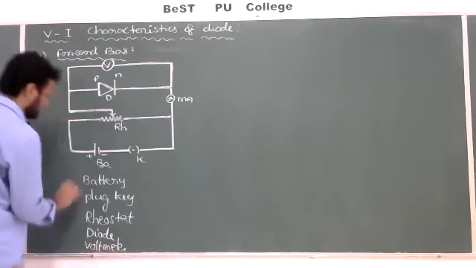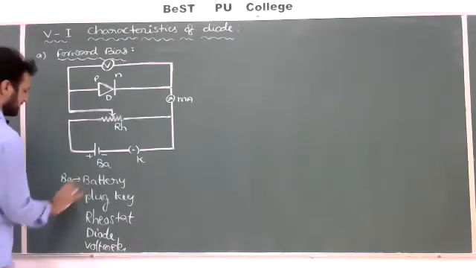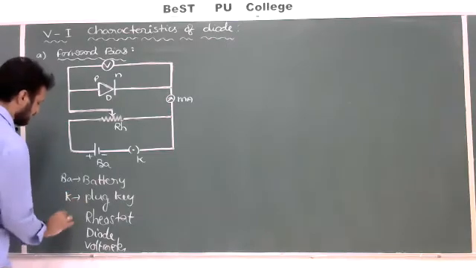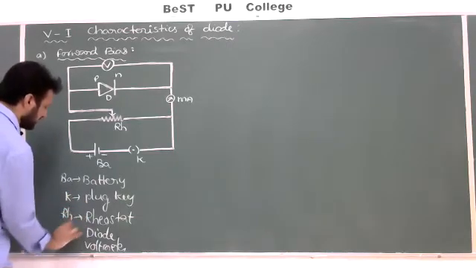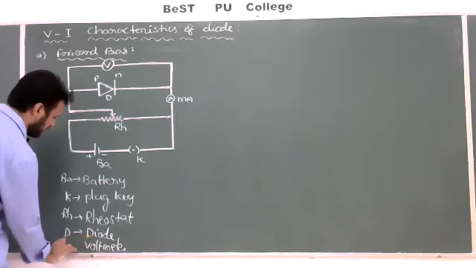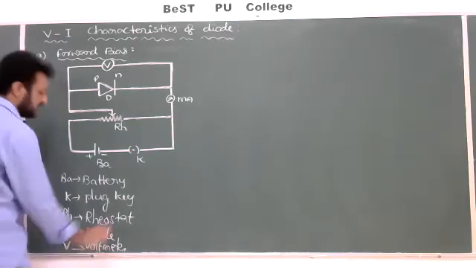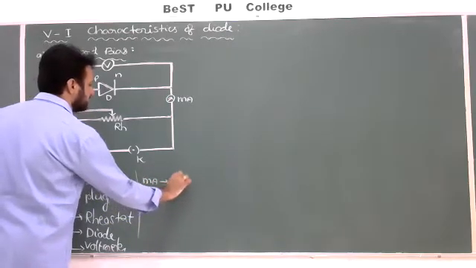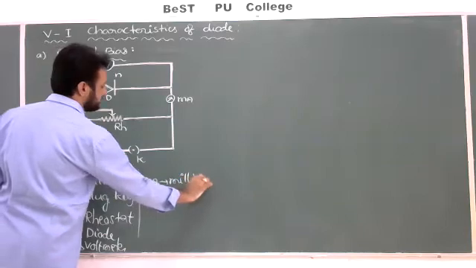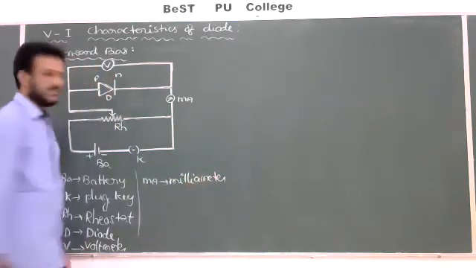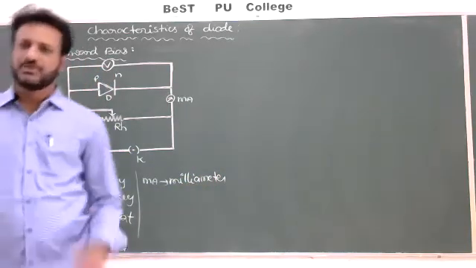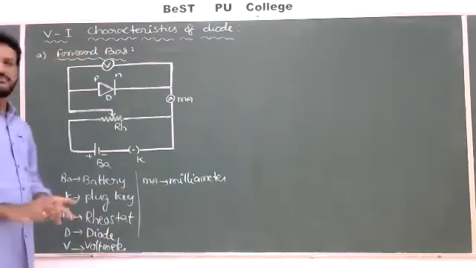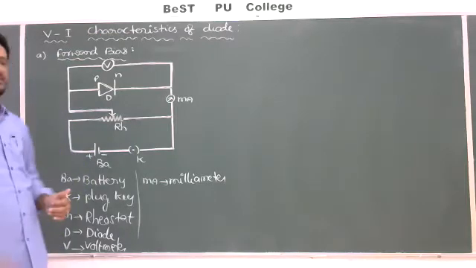So BA for battery and K for plug key, and a rheostat represents RH, diode capital D, and V stands for voltmeter, and one more, MA, indicates milliammeter. So these are the important apparatus which we use to verify the voltage current characteristics of the diode in forward bias in the lab. So how have we connected?